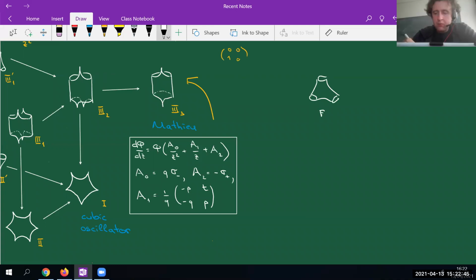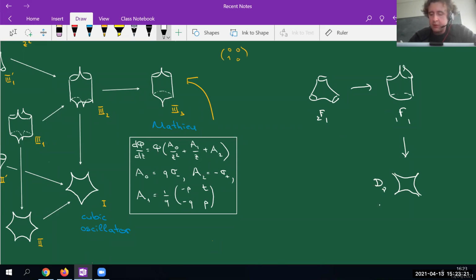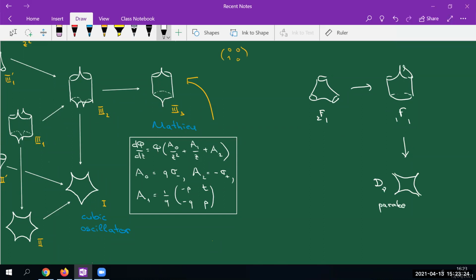So this would be F21. Yes. Then this would be F11, the confluent hypergeometric function. Then from this you can go down to something like this, a quadrangle. So this is, I don't know which function to use, maybe D nu. So this is the parabolic cylinder function.